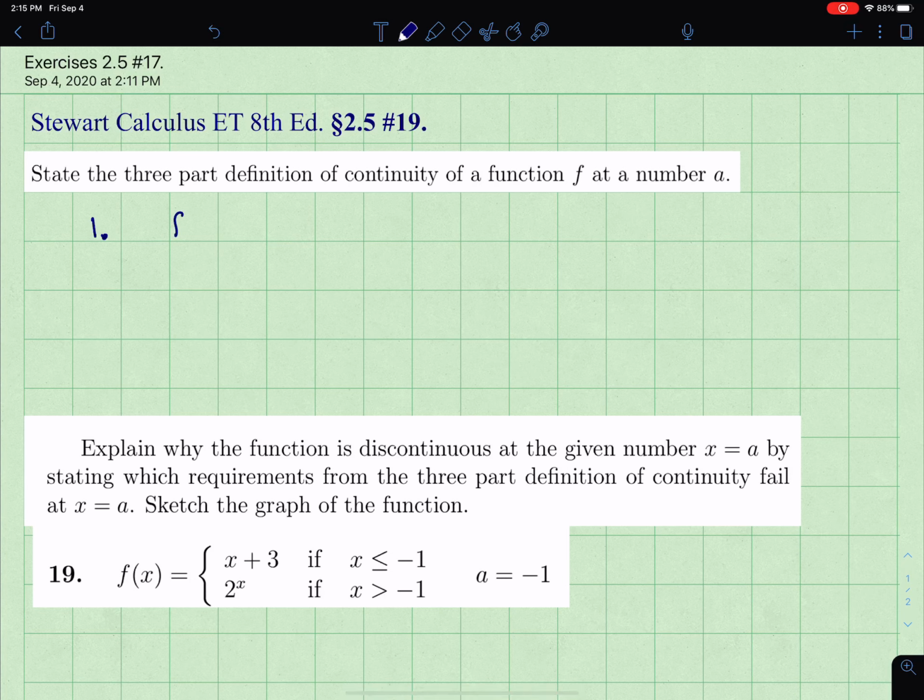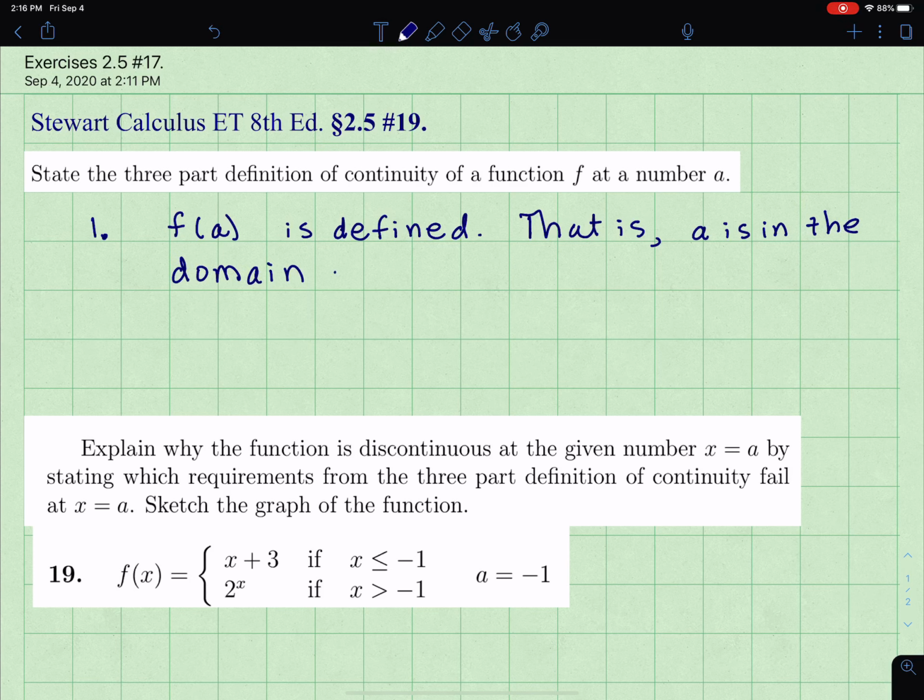First of all, f of a is defined. That's the first thing we need for a function to be continuous at a. That is, a is in the domain of f. That's needed in order for a function to be continuous at a.